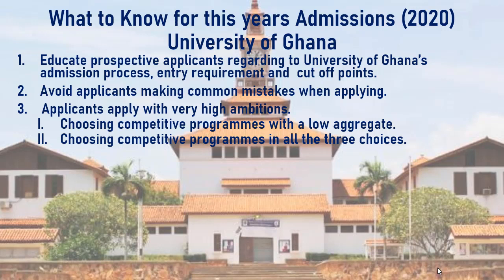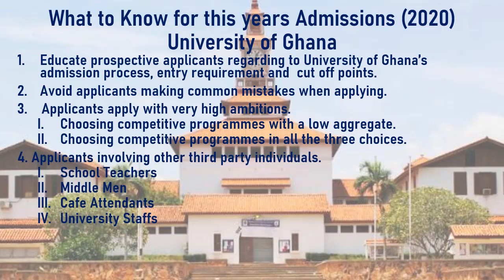Choosing competitive programs in all three choices. This is where an applicant has three choices of choosing his or her programs and decides to select competitive courses for all the three choices. For instance, when he takes medicine as his first choice, his second choice he decides to take pharmacy, and his third choice he decides to take nursing. These are all competitive programs and you don't take them as your second or your third choice.